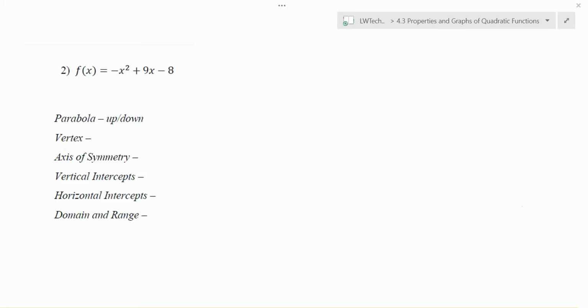In this video, I would like to go through several examples of how to sketch quadratic functions by identifying key features of the graph. So in each of these problems, we're going to identify these key pieces and use them to sketch the graph that we need.